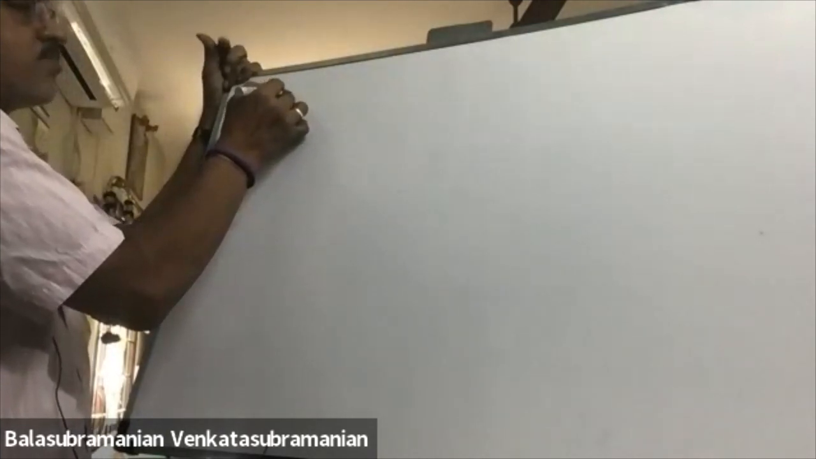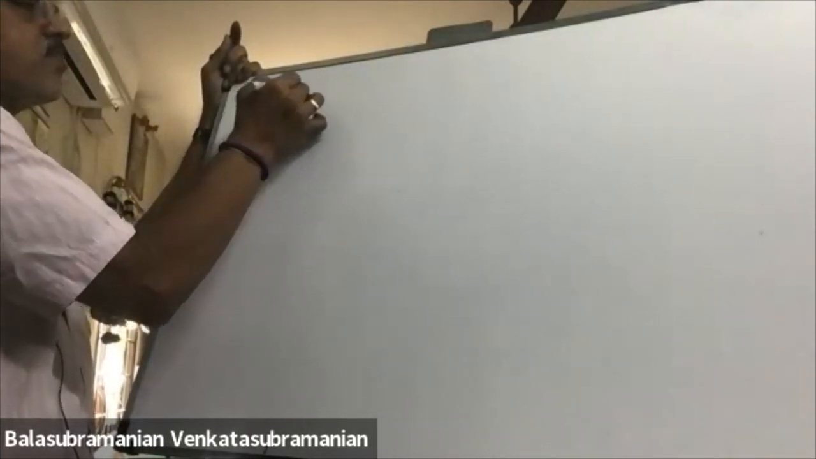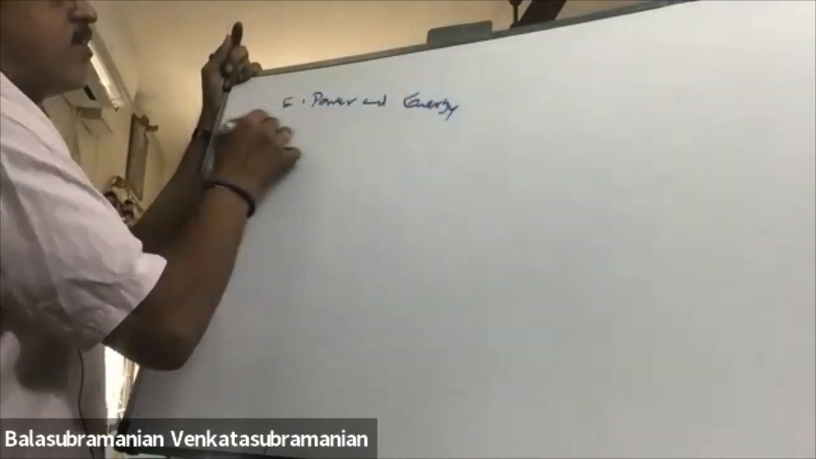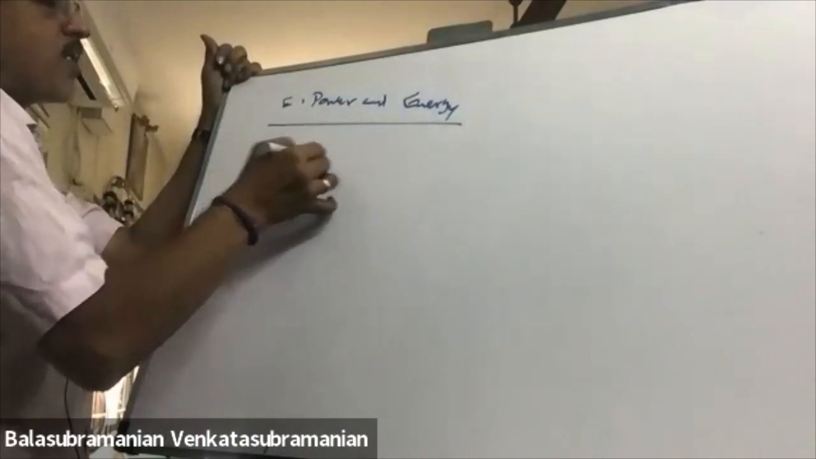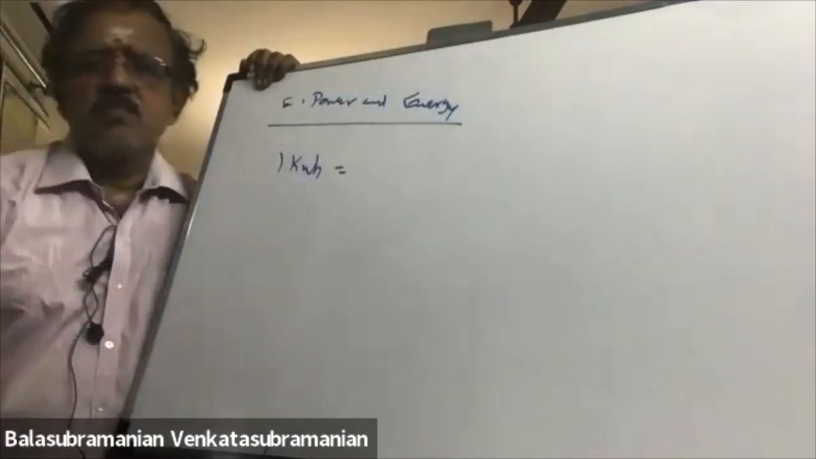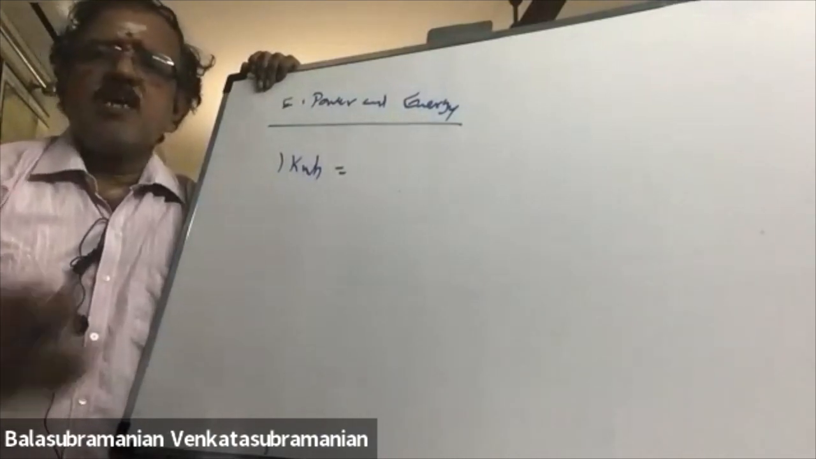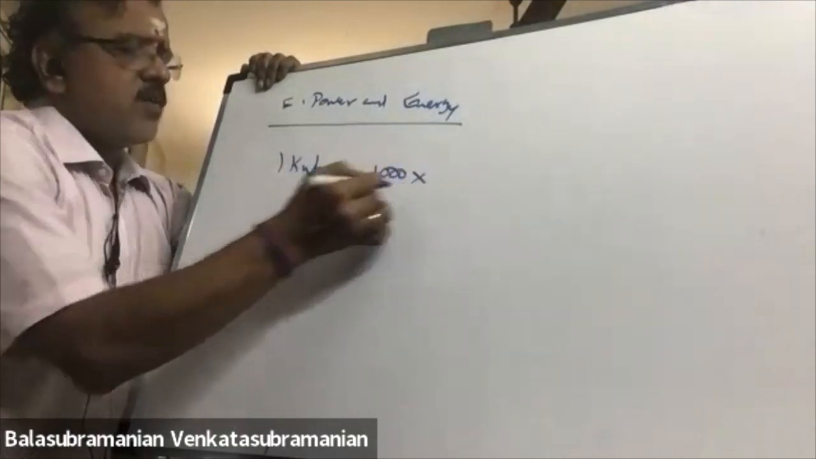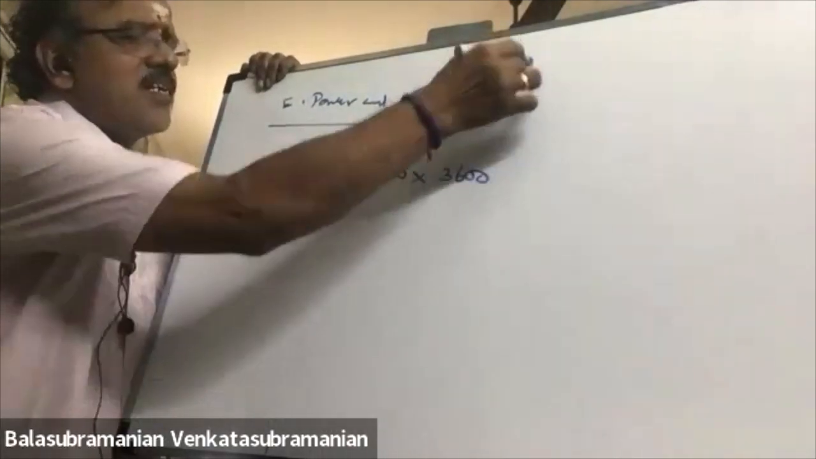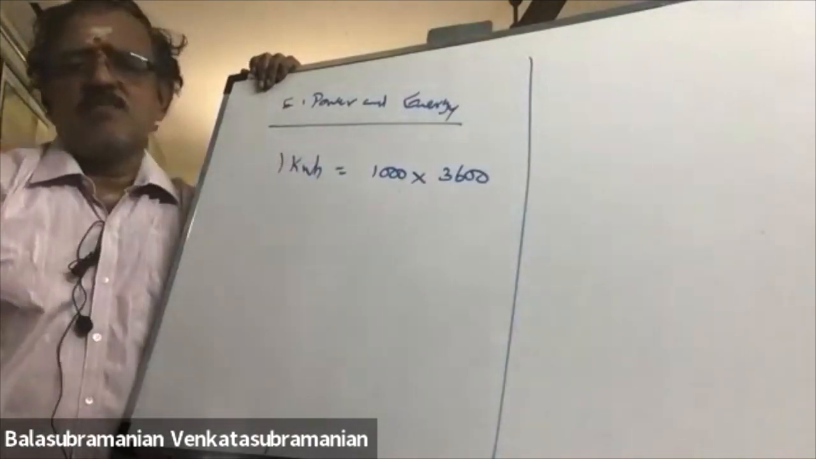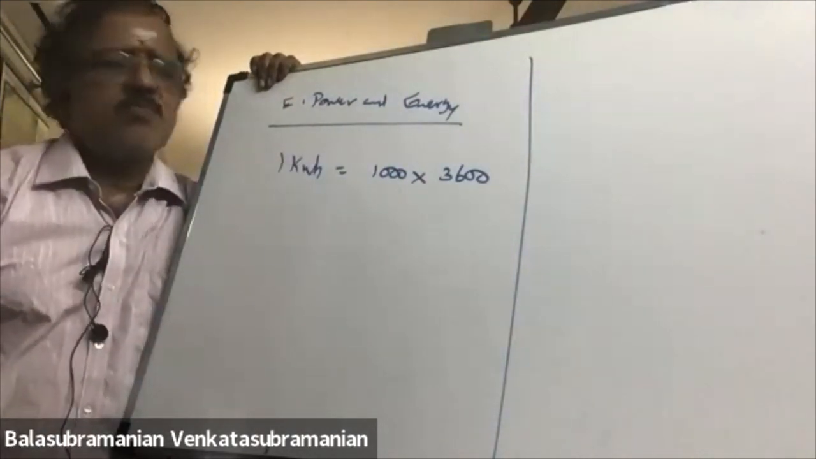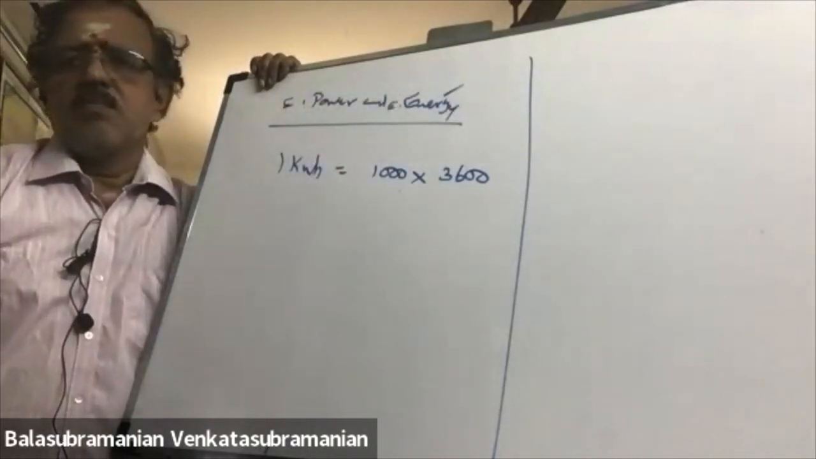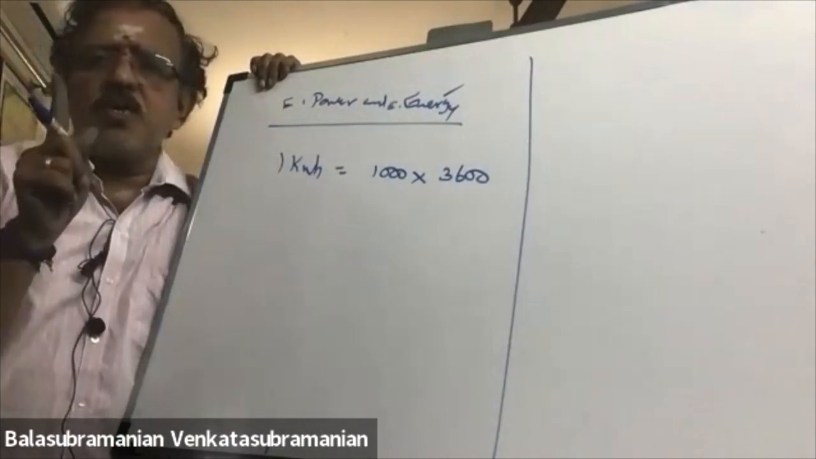Electric power and energy consumption. 1 kilowatt hour. Sir, 1 kilowatt, 10 power 3 watts, 1000 watts. 1 hour, 3600 seconds. This is energy, sir. Electric energy. 1 kilowatt hour means 1 unit.